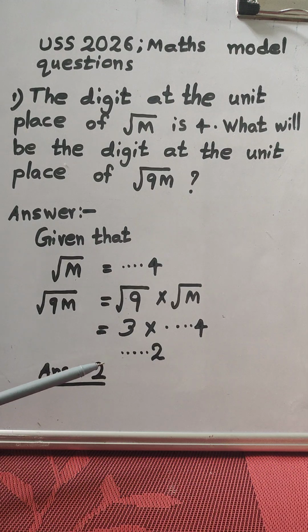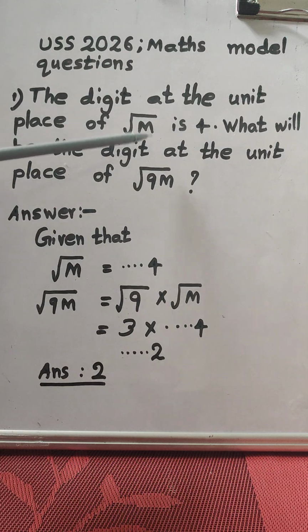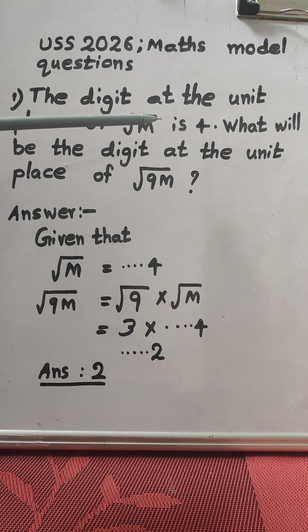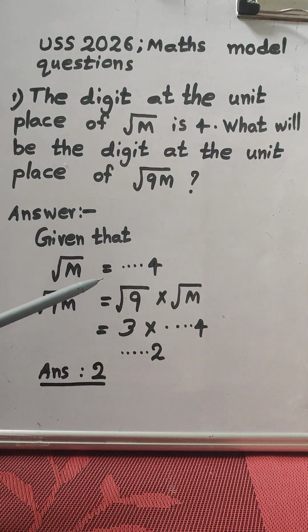Okay. Here there is a trick for you. That is, within 30 seconds you will find the answer. That is, square root of m is a number ending with the 4 and square root of 9m is equal to square root of 9 into square root of m. So square root of 9 is 3. So 3 into 4 is equal to 12. So 2 is the answer.